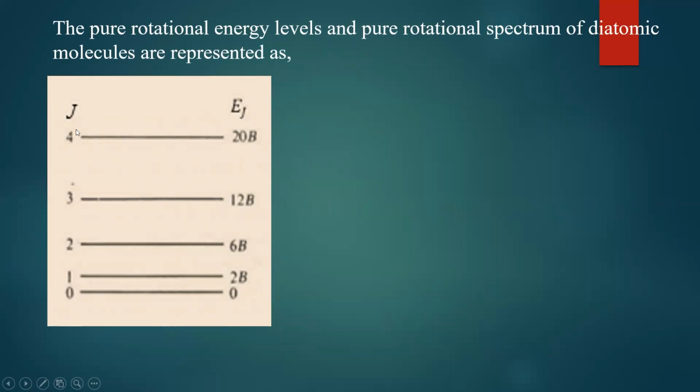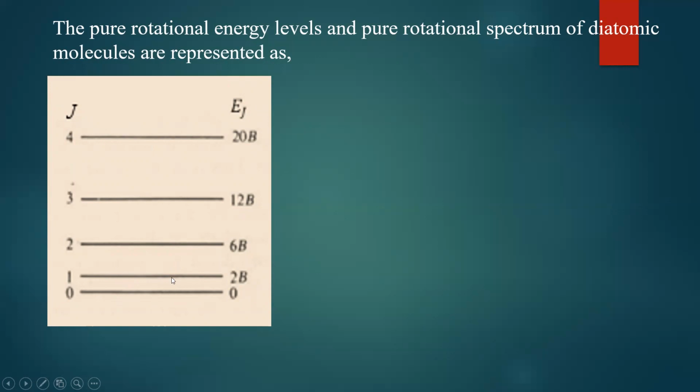The first energy level, for J equal to 0, energy is 0. For J equal to 1, energy is 2B centimeter inverse. For J equal to 2, it is 6B. For J equal to 3, the value of energy is 12B. J equal to 4 gives you total energy 20B. So this is how the energy levels of the rotating molecule are observed.